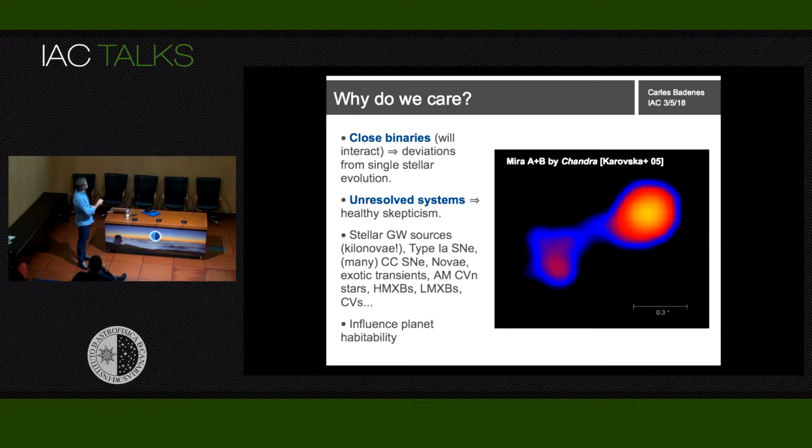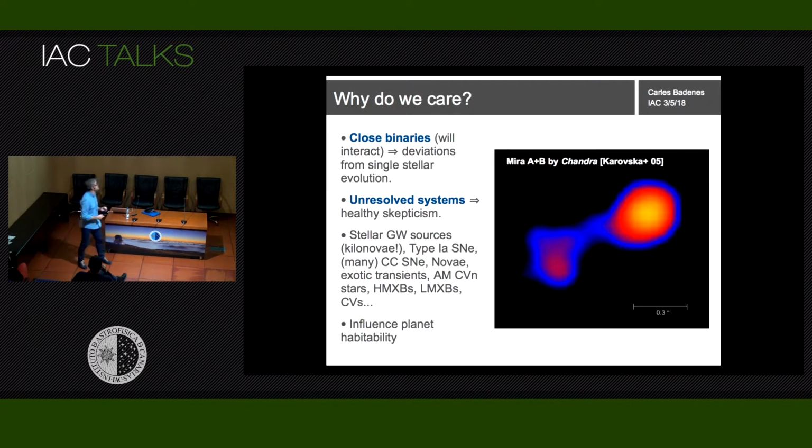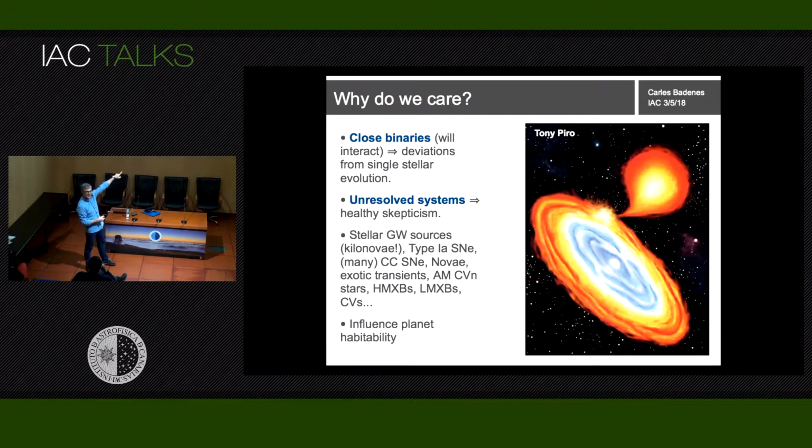This is an image of Mira A plus B, a particular nearby binary, and you may be fooled into thinking that this is an image of something like this, but that's not the case, because Mira is far too wide. What you're seeing here is not one of the stars. The star is buried in here. This star has a wind, and there's some kind of mass transfer that goes through the wind, but it's not that. Okay? We've never seen this.